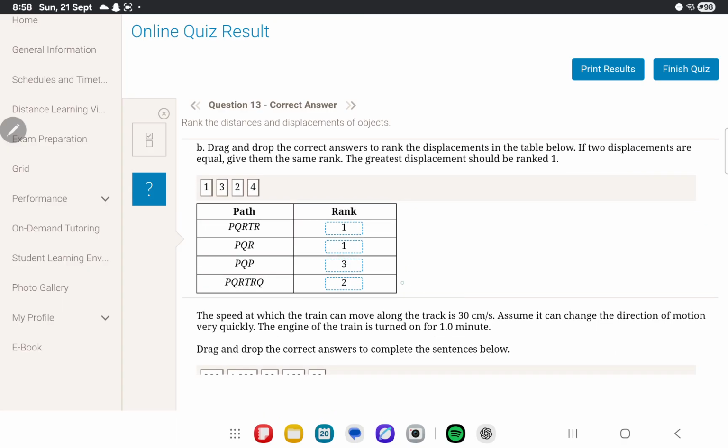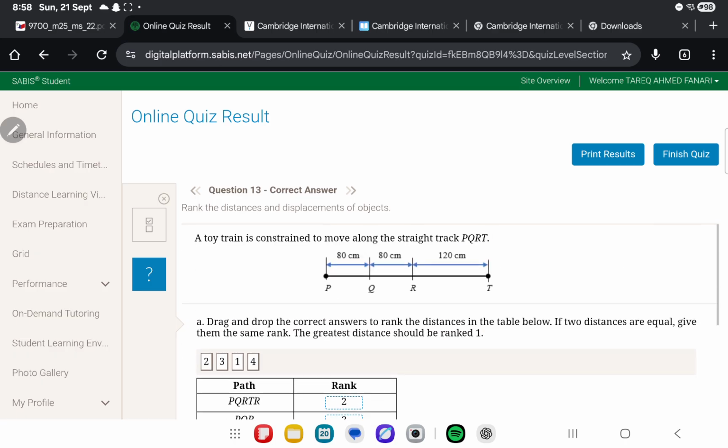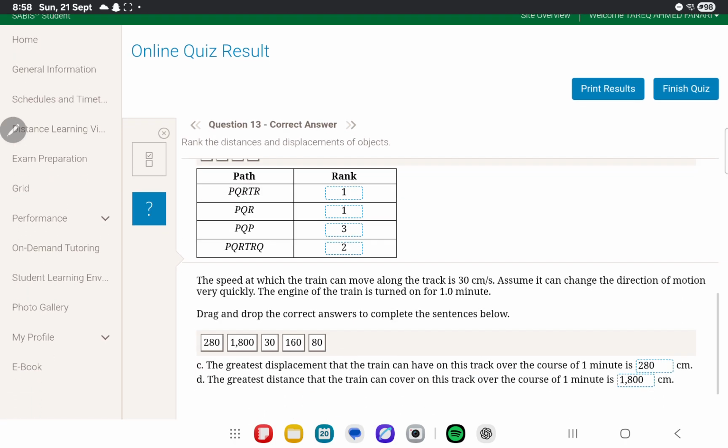Now, PQP, okay, I'm going from bottom to top. PQP, so we're skipping the middle part. It's just from P then to P again. So this is going to be 0, right? Because you didn't move. Now, PQR, it's going to be from P to R. Now, P to R I think they were 160 centimeters apart. Yes, they were 160 centimeters apart.